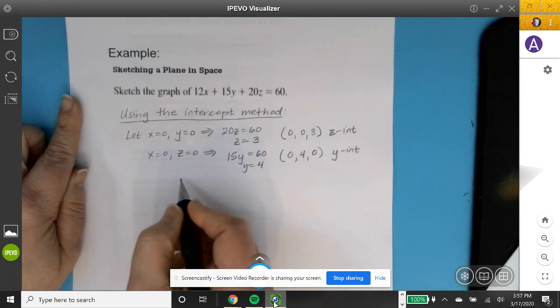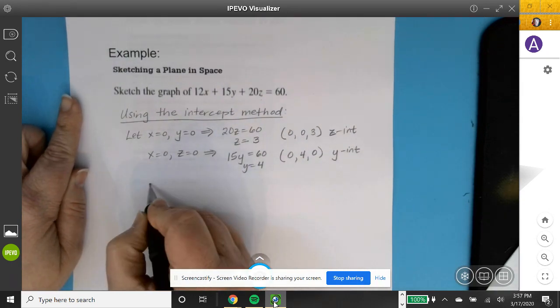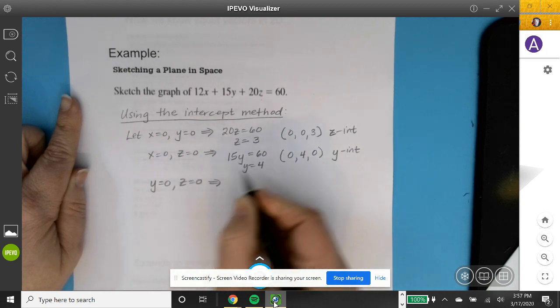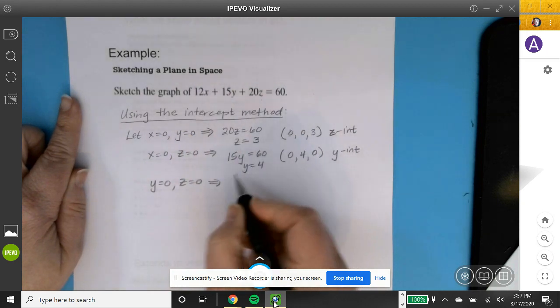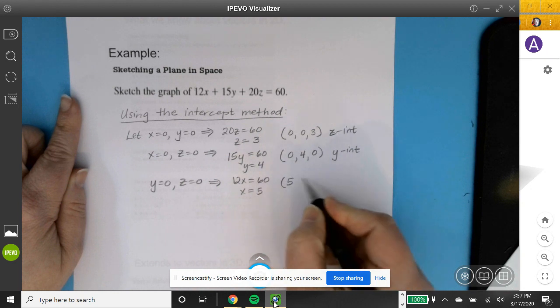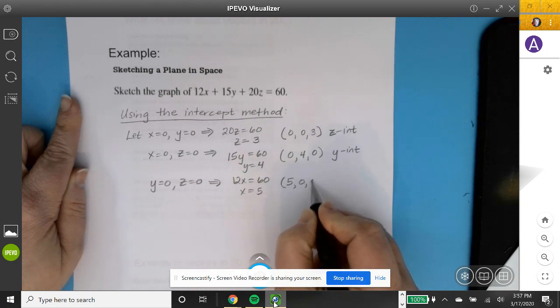And then lastly, we'll let y and z equal 0. So y equals 0 and z equals 0. And that means that the 12x will equal 60, and x equals 5. And then the x-intercept of this plane is going to be 5, 0, 0.